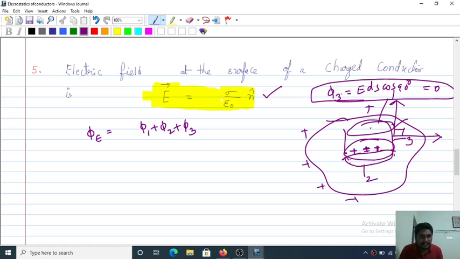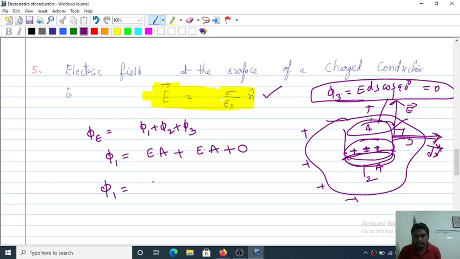Right now I'll take the component phi 1. So phi 1 is equal to what? E into the area A, and the other surface also has area A, both have area A. So E into A, plus phi 2 also has the same area, E into A, but phi 3 is 0. Why? Because the angle between the area vector ds bar and the electric field vector is 90 degrees, they are perpendicular to each other. So there is no flux due to the third component.